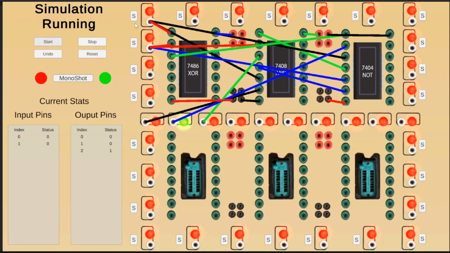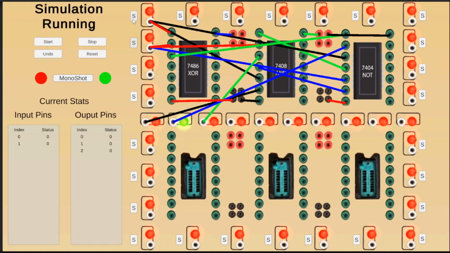On starting this simulation, both A and B values are 0 and hence A equals B is green. On keeping A at 0 and making B 1, this is the case where A is less than B. Hence the third output gets set.